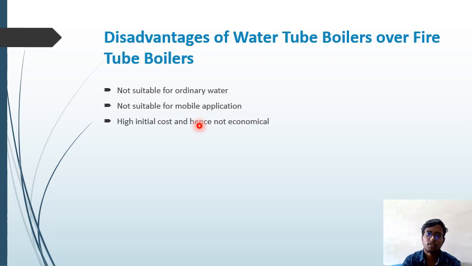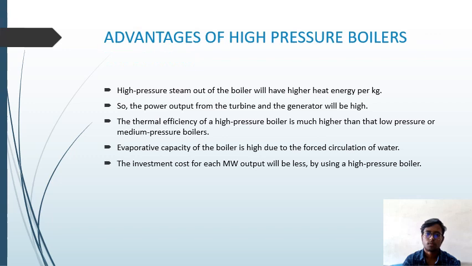Rather than advantages, water tube boilers have some disadvantages over the fire tube boilers. It is not suitable for ordinary water and it is not suitable for mobile applications, and its high initial cost makes it not economical for many. In many places and industries, we use high pressure boilers.